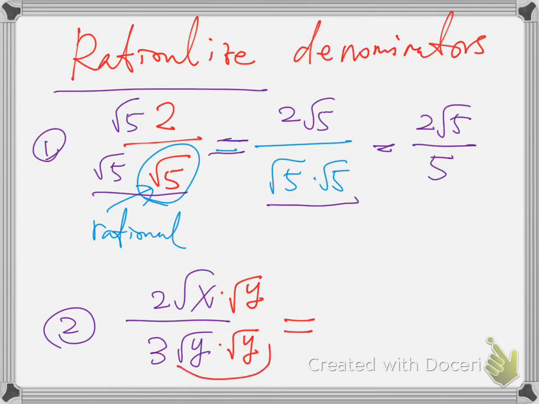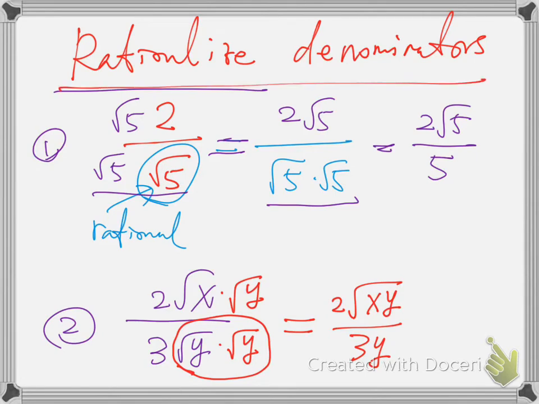So denominator, this gives us letter y, right? So we have 3y here. Numerator, product rule again, so we have xy in the radical sign. So this is the answer of rationalized denominator, easier case. There's only one term in the denominator. Some questions have 2 terms in the denominator. Then we need conjugated radicals.